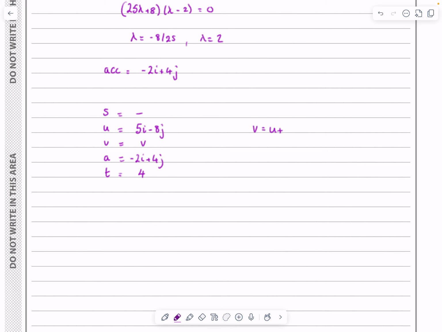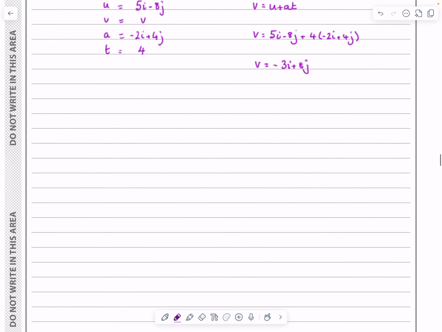A bit repetitive, this question. V equals U plus AT again. So V is going to be 5i minus 8j, plus 4 lots of minus 2i plus 4j. So that all tidies up to be minus 3i plus 8j.